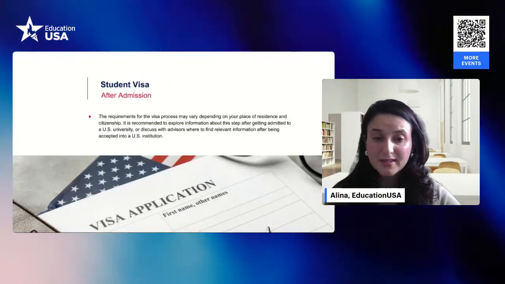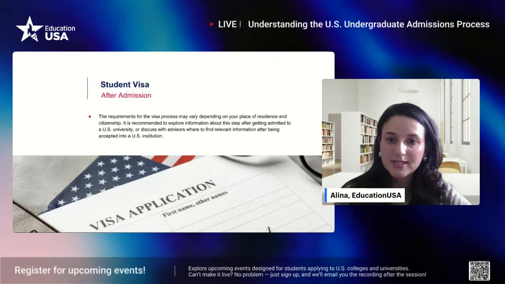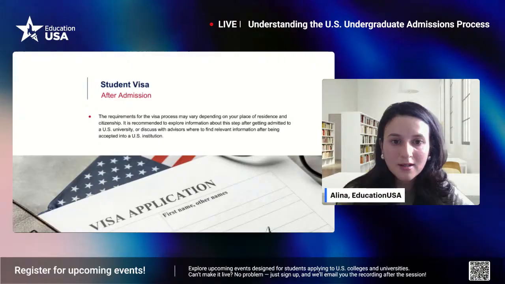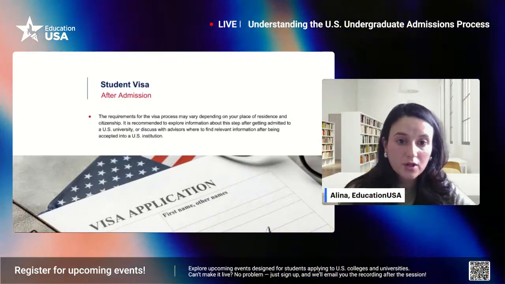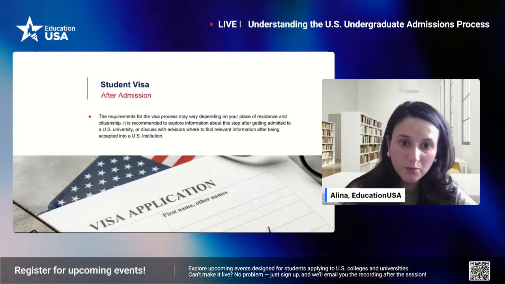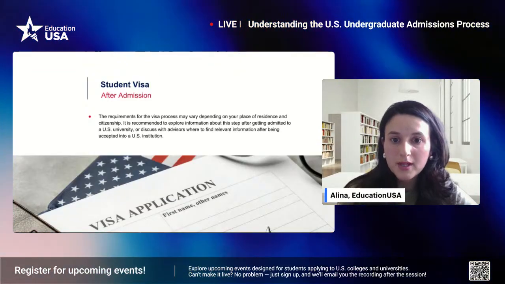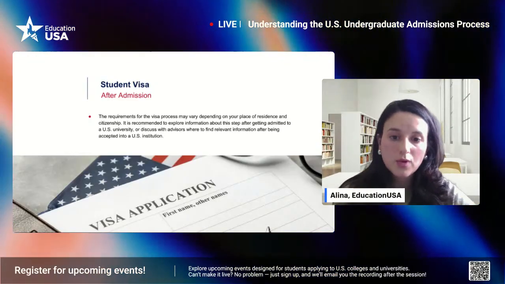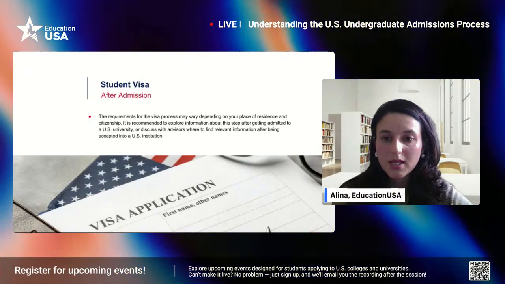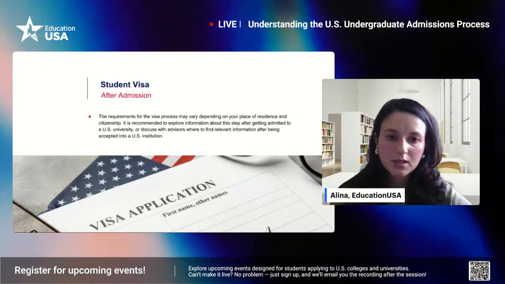Okay. Then we move to the student visa. So after you get your admission, I already said that you need your I-20 form and you are ready to apply for your visa. You should refer to the consulate in your country, and you will find the information on their website. The requirements for the visa process may vary depending on your place of residence and citizenship. So it is recommended to explore information about this step after getting admitted to a U.S. university, or discuss with advisors where to find relevant information after being accepted into a U.S. institution.